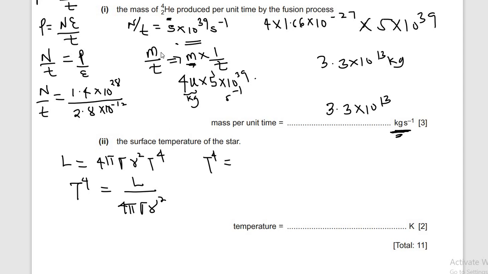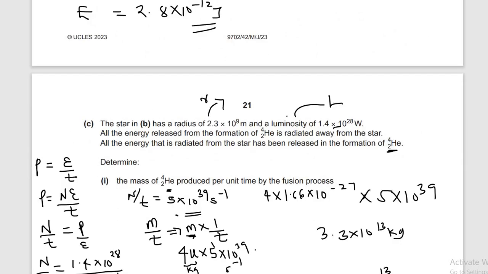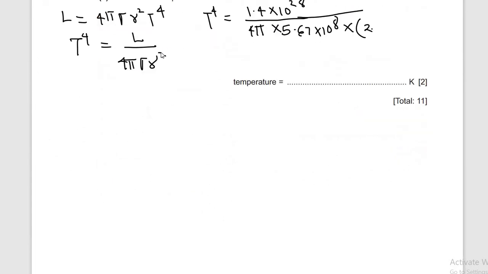So what's luminosity? 1.4 times 10 to the power 28 over 4 pi. Stefan Boltzmann constant is on the front page, 5.67 times 10 to the power minus 8. The radius, that's one of the first things I pointed out when I was reading this question. Okay, you can see the radius, 2.3 times 10 to the power 9.